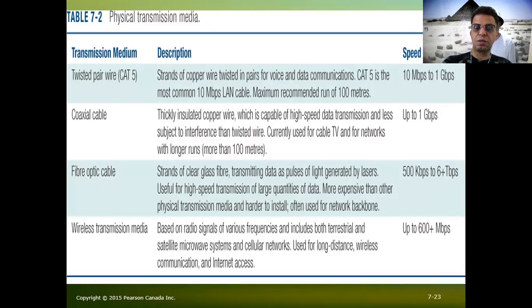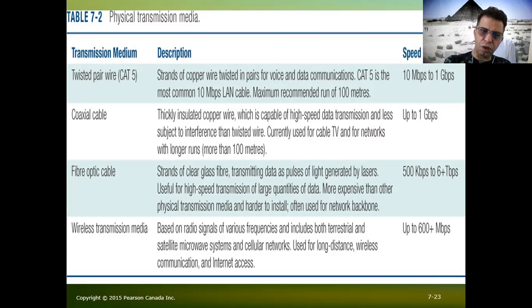So the transmission media: we have the twisted pair wire or Cat5, which stands for copper wire twisted in pairs for voice and data communication. Usually the speed is 10 megabits per second to 1 GB. Cat is the most common, used in a LAN. The maximum recommended length is around 100 meters because there is some resistance there.